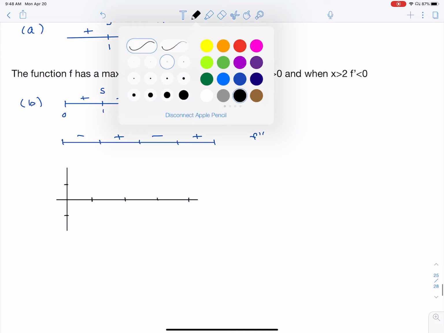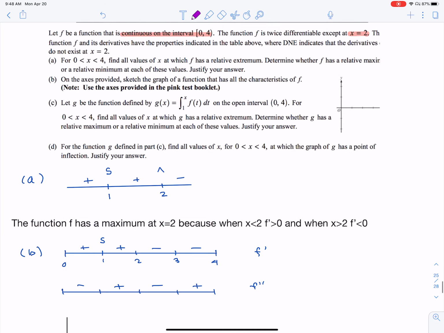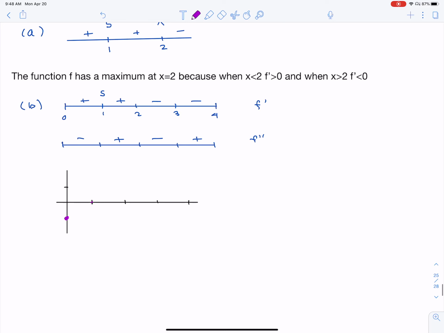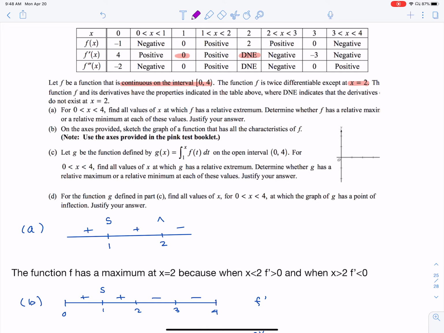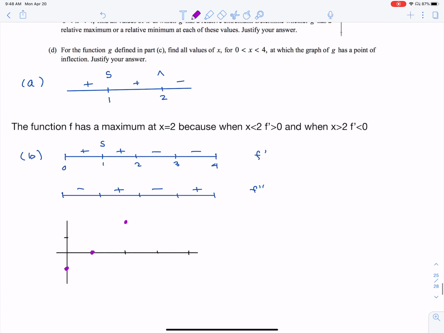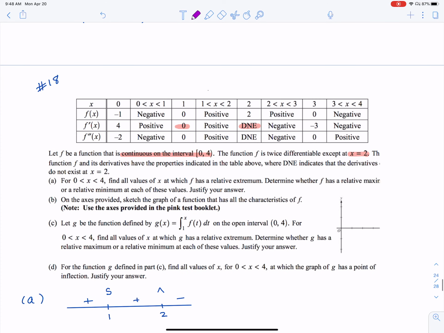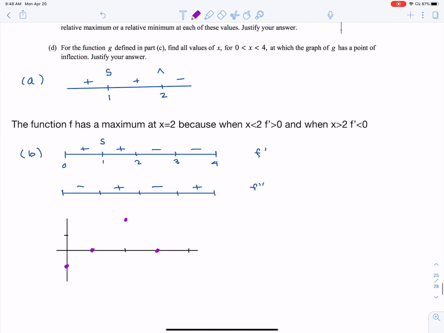I'm going to graph this whole thing in purple. So we're given the point 0, negative 1. We were also given the point 1, 0. And boy, this is kind of a pain. 2, 2. And 3, 0. And then finally, they did not give us anything at 4. But they did tell us that it's going to go negative. Okay, good stuff. Let's see what we can do here.